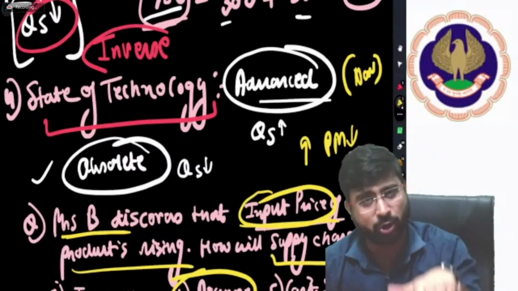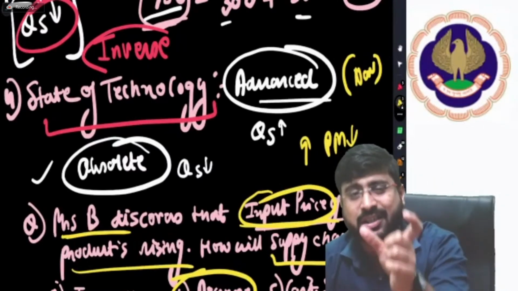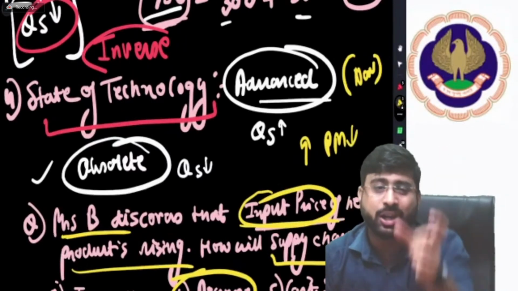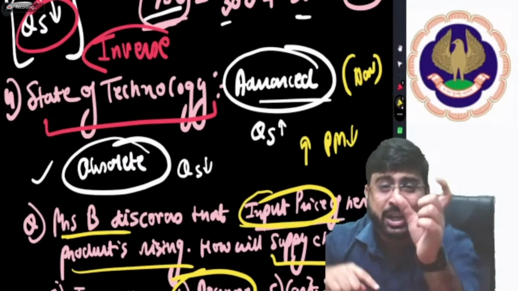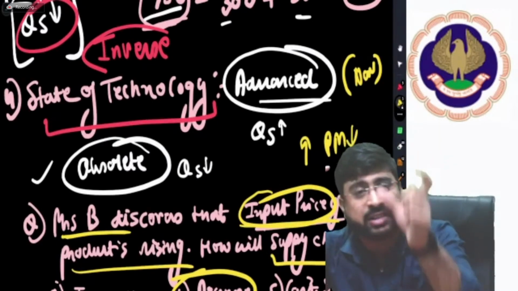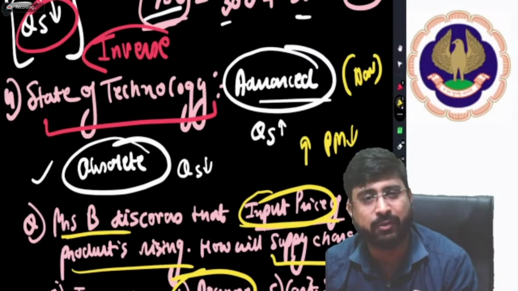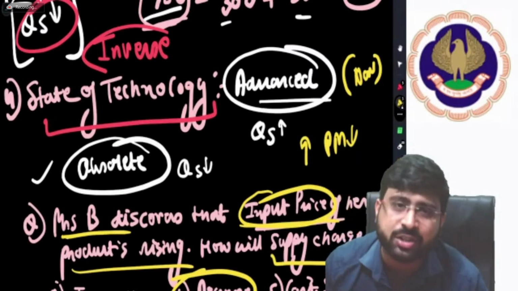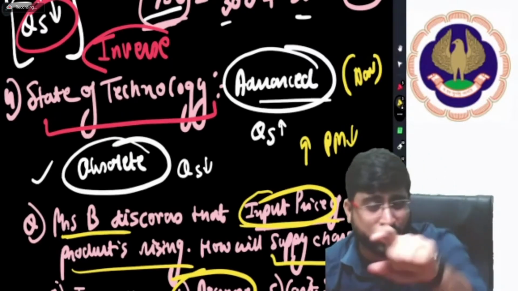If technology is obsolete, it will fall. If taxes are increased, quantity supplied will fall. If taxes are decreased, quantity supplied will rise. If subsidy is increased, quantity supplied will rise. If subsidy is reduced, quantity supplied will fall. If the number of firms is high, quantity supplied will rise. If the number of firms is less, quantity supplied will fall.